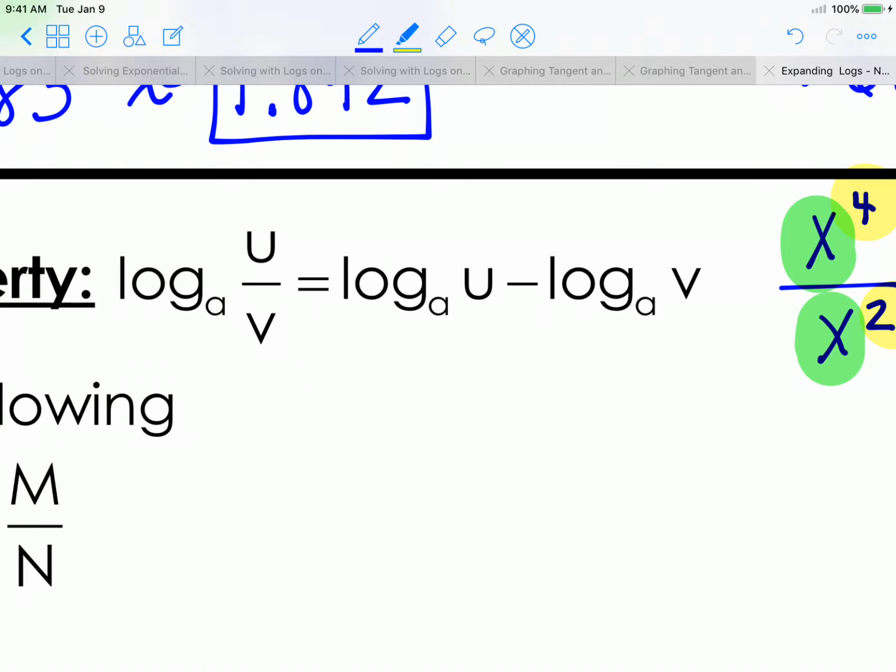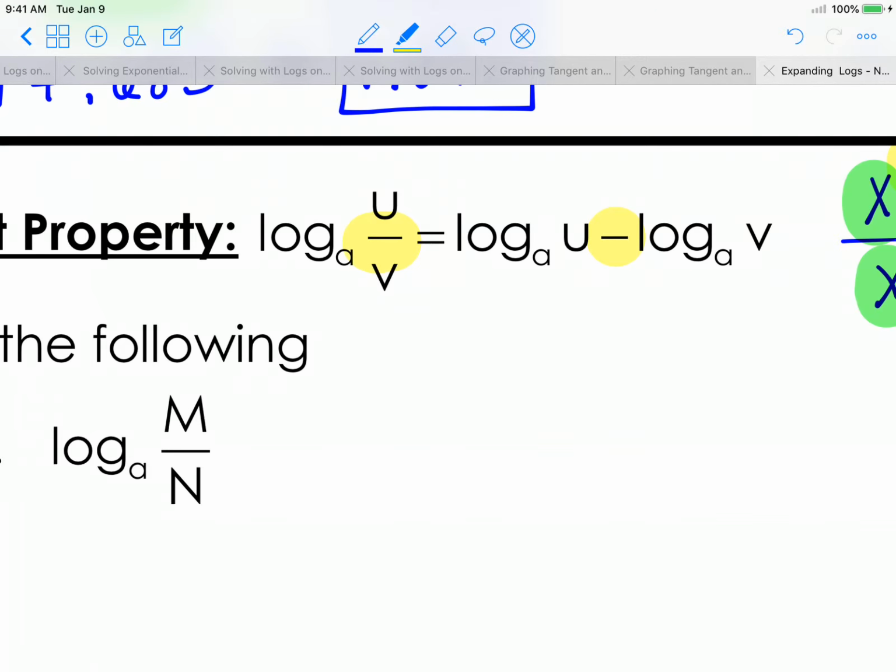So if you're going to have a division problem, you're going to expand the logs so that you give log a to the u and to the v, but this time you're going to subtract them. So just think of the division fraction bar as a subtraction, and it kind of helps you to remember that. Okay, so do you see how that works? Kind of the same way, but you've got to remember that division and subtraction go together.